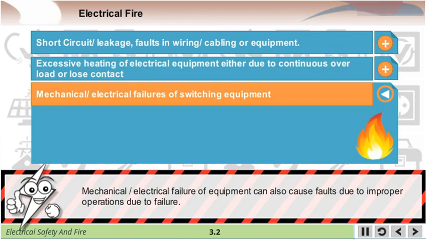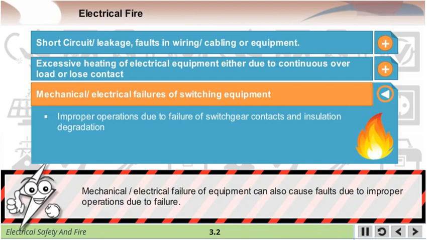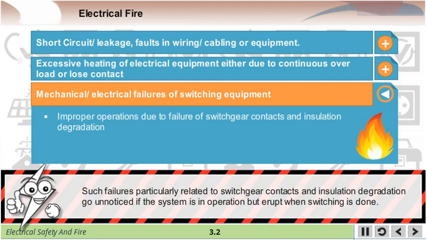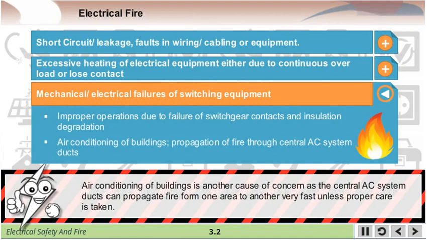Mechanical or electrical failure of equipment can also cause faults due to improper operations due to failure. Such failures, particularly related to switchgear contacts and insulation degradation, go unnoticed if the system is in operation but erupt when switching is done. Air conditioning of buildings is another cause of concern, as the central AC system ducts can propagate fire from one area to another very fast unless proper care is taken.